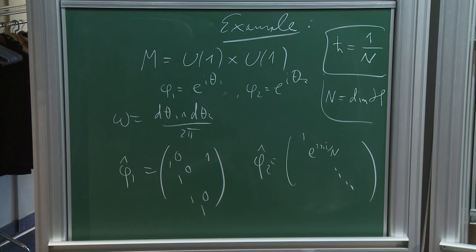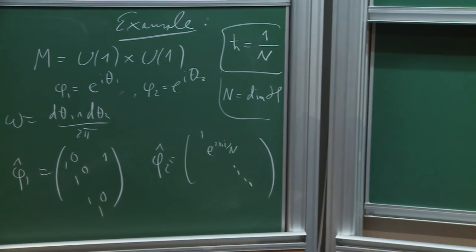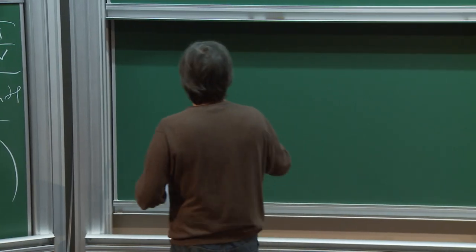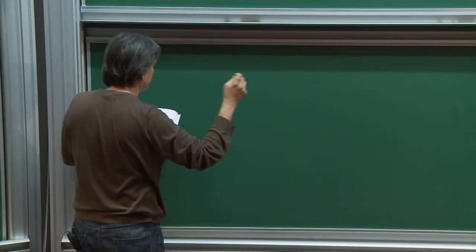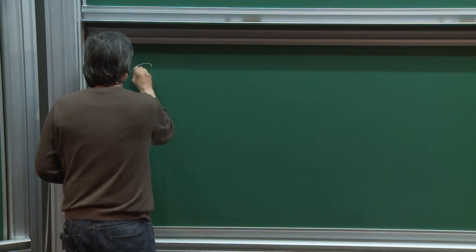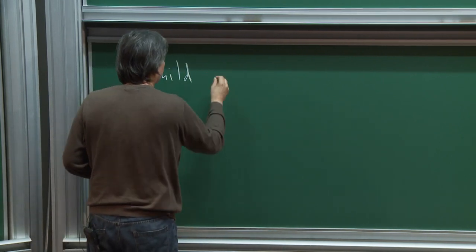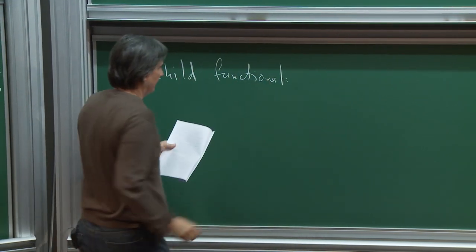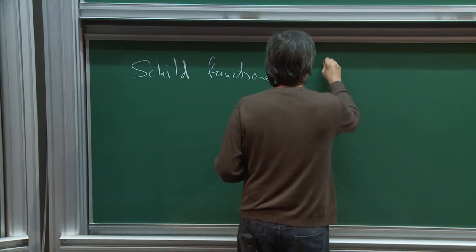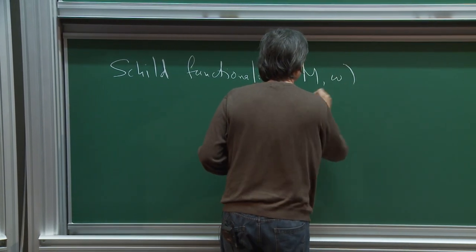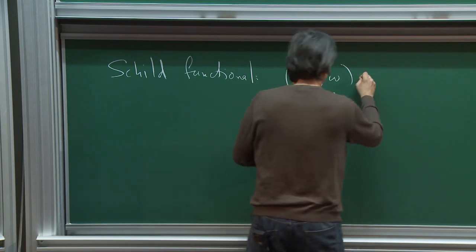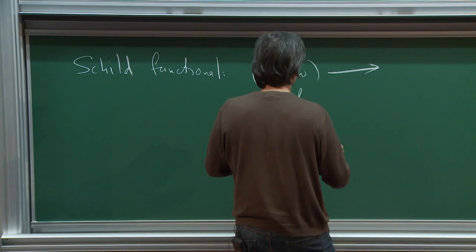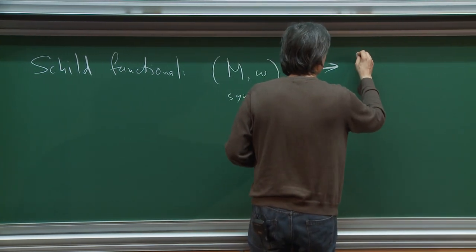Okay, so now we have an approximation of a symplectic manifold by Hilbert spaces. Now I'll go to the thing which was already mentioned several times at this conference. It's the Schild functional. It's something for the following. Suppose we have a map from a symplectic manifold to a Riemannian manifold.